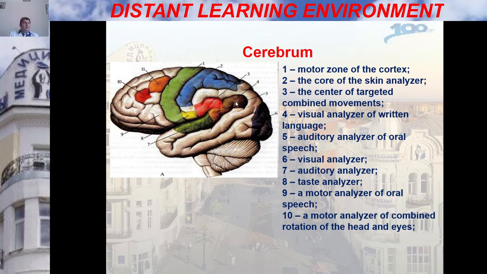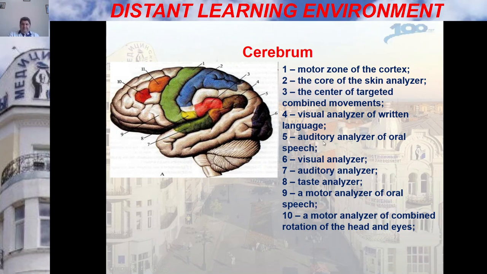Next, in number 4 you may see the verbal system or second signal system, part of second signal system in brown color, visual analyzer or written language. When we read the book and we understand the text. So this part is called angular gyrus.